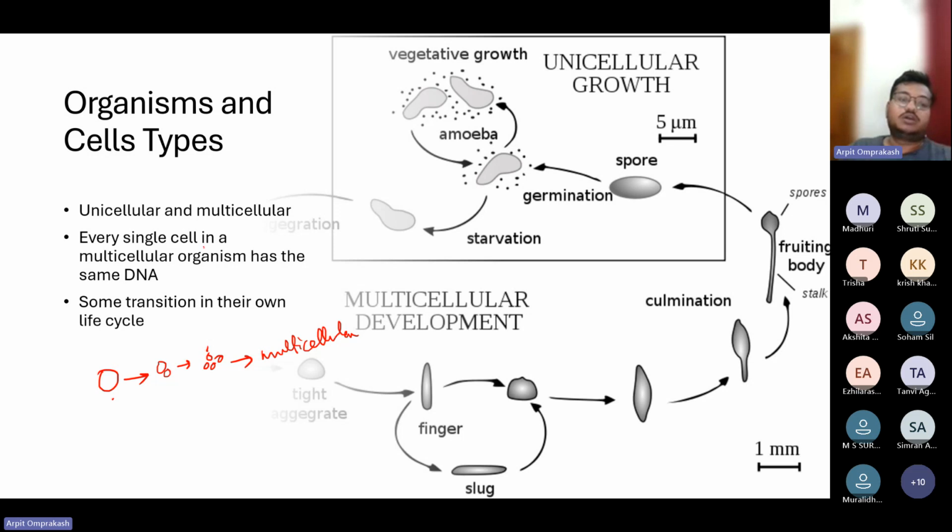However, there are some organisms which can transition from unicellular to multicellular in their lifetime. For example, this amoeba that we see here can have both unicellular growth and multicellular growth. When the cells are individually present, they grow as unicellular organisms. And when there are harsh conditions, they come together and form a fruiting body and form spores that can survive during the difficult times.